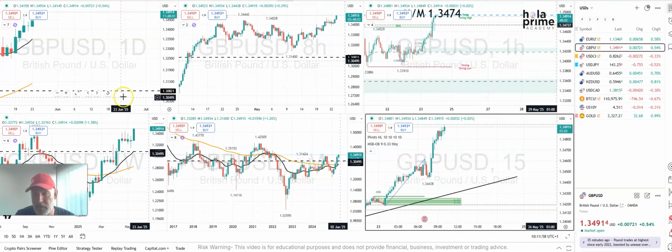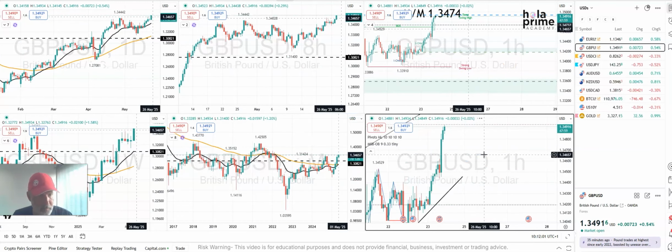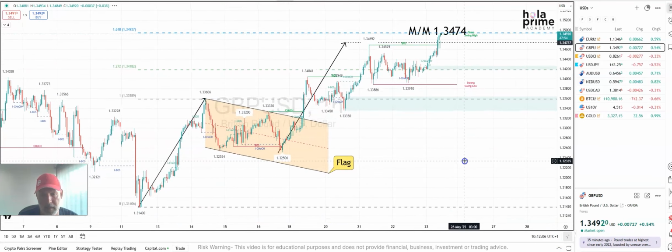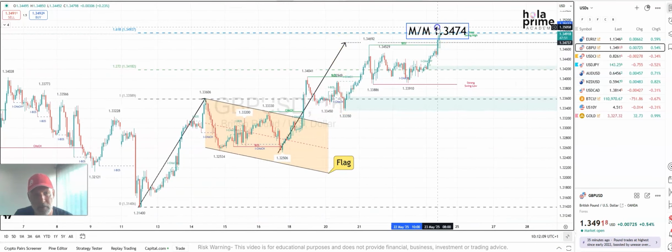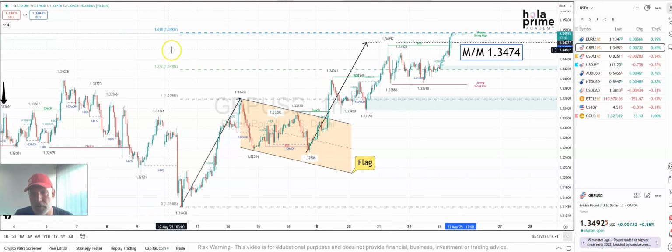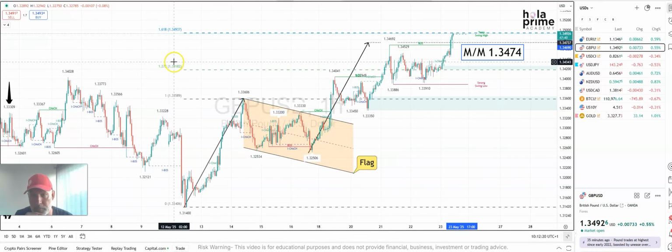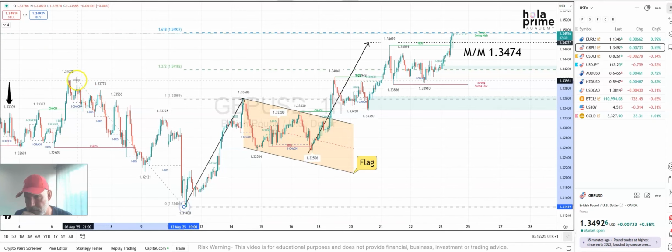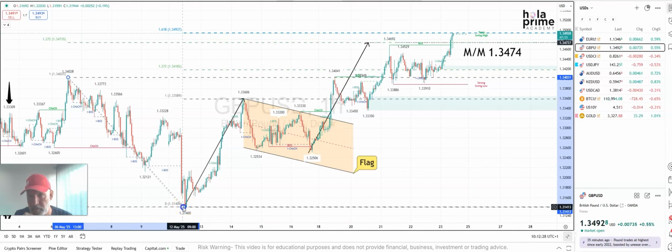Sterling against the US dollar. Let's just take this back. What can I see? Well, we had a flag formation, measured move target, which is at 134.74. That's been achieved. We've got a 161.8% extension level located at 134.94. Why is that important? Well, if we go to this, fib tools are so good at forming patterns, and these patterns repeat themselves over time.